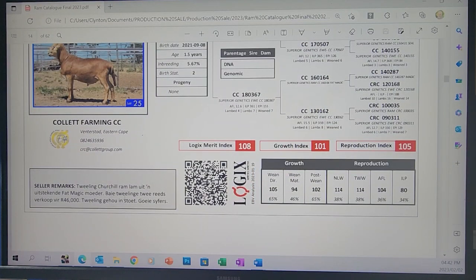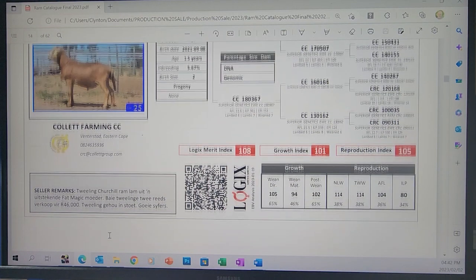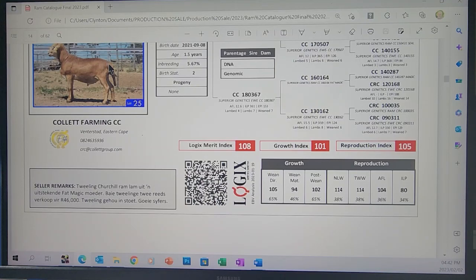Here's a twin Churchill ram lamb, out of an excellent Fat Magic mother, but I haven't recommended him for stud purposes. I see there's a bit of fat perhaps gathering around the tail. That might be the reason, but an excellent ram for commercial use that will breed you excellent slaughter lambs. So a very, very good ram to buy still, but just not for stud breeding purposes.